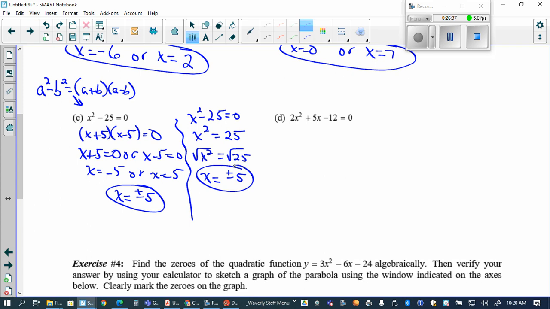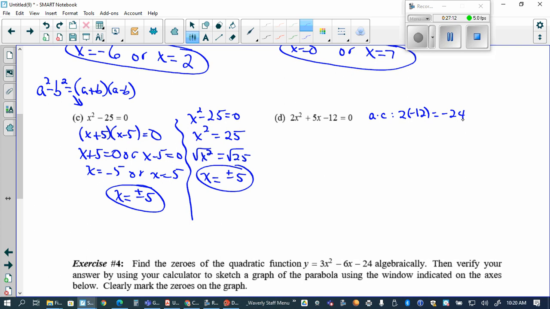So do we have to use that little A times C method? Oh, I remember that. Let's see if we remember that. Go ahead, Keegan. So I check 2 times negative 12, that's negative 24. So I need 2 numbers that multiply to negative 24 and also add to 5.